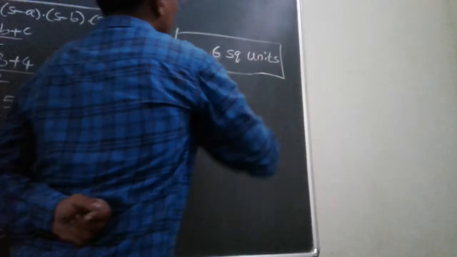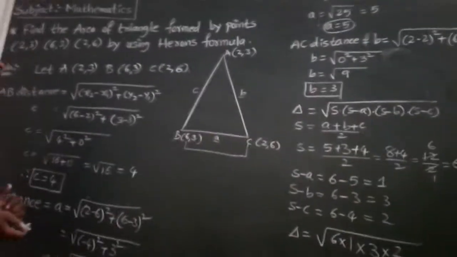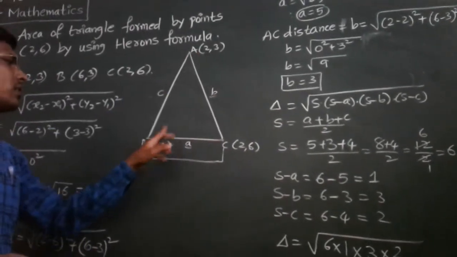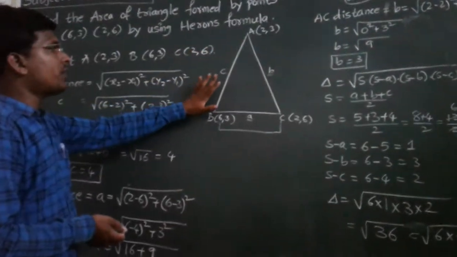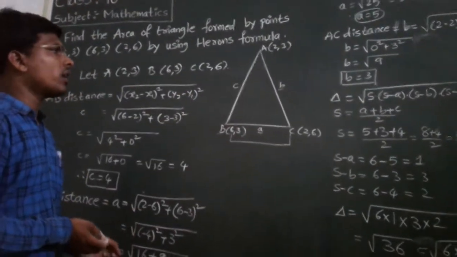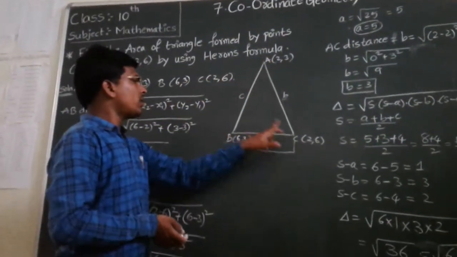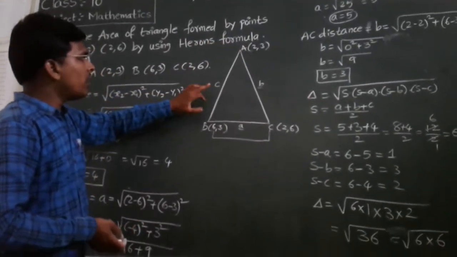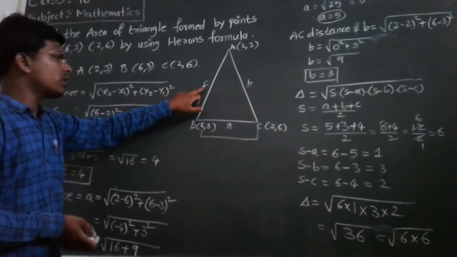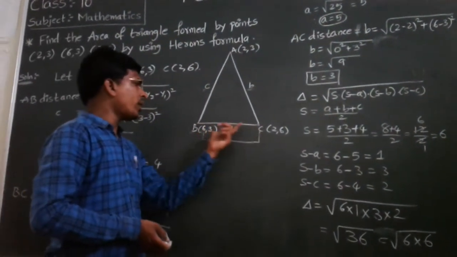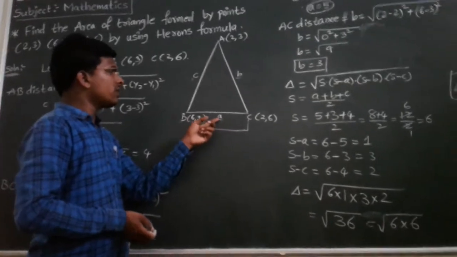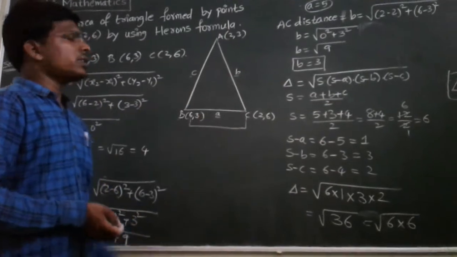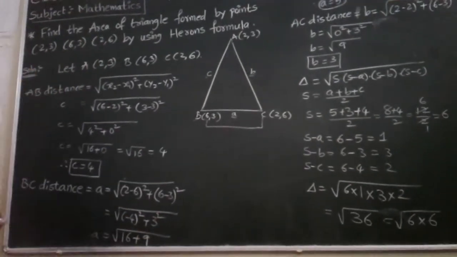So this is the way of finding the area of a triangle according to Heron's formula, when the distances are not given and the 3 points of a triangle are given. When the 3 points are given, we have to find the distance between point A and point B, so we will get the distance c. Next, find the distance between point B and point C, there you will get the distance a. And find the distance between point A and point C, and here you will get the distance b. So in this way we can solve the problem.